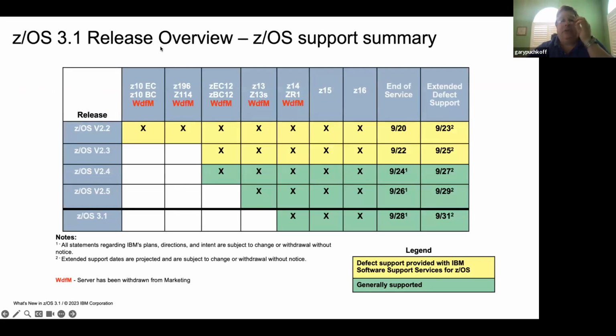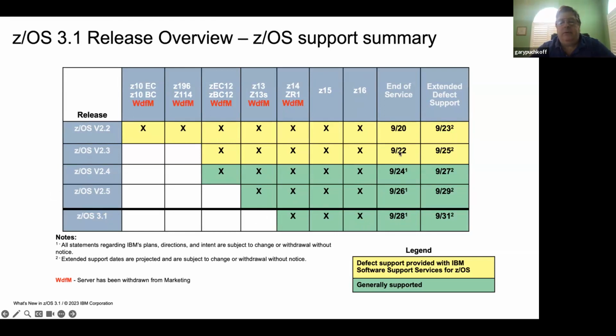This is the release overview chart. On the top are the machines, with Z16 being the newest. On the side are the releases, with 3.1 being the newest. You can see that we dropped support for the Z13 and Z13S with this release. We're going to continue, as we have, on a 2-year cadence, with 5 years of service after GA, which will put us at September 2028.